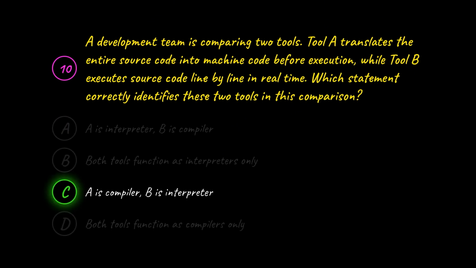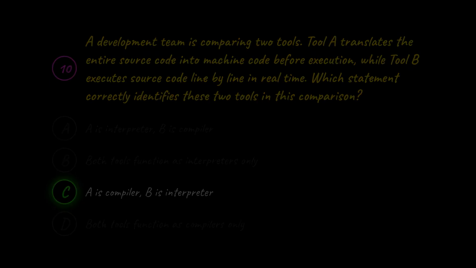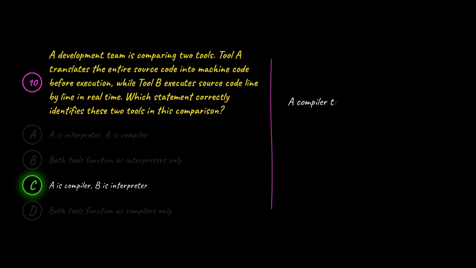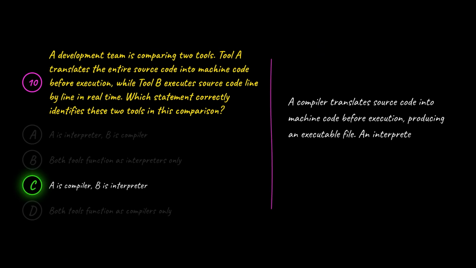The correct answer is C. A is compiler, B is interpreter. C is correct because a compiler translates source code into machine code before execution, producing an executable file. An interpreter executes source code directly and translates statements in real time, typically running slower than compilers.